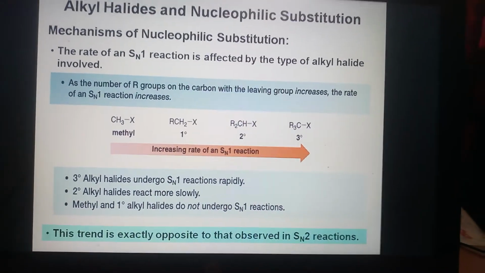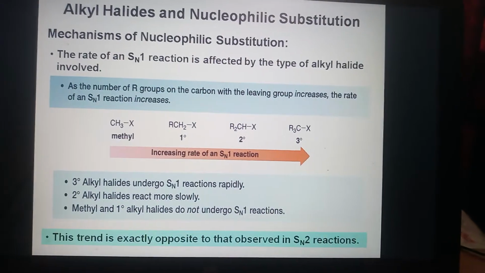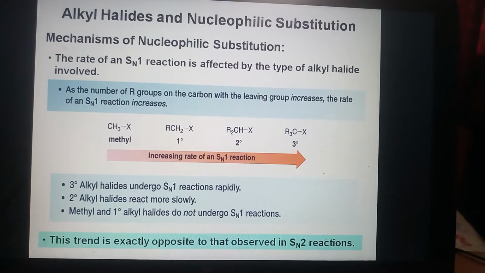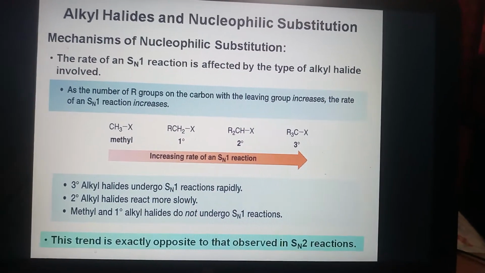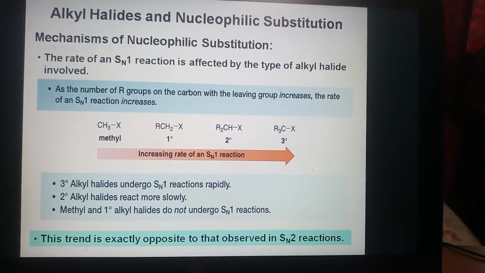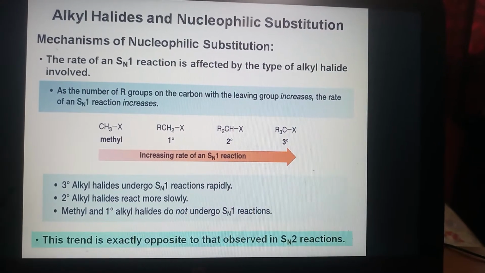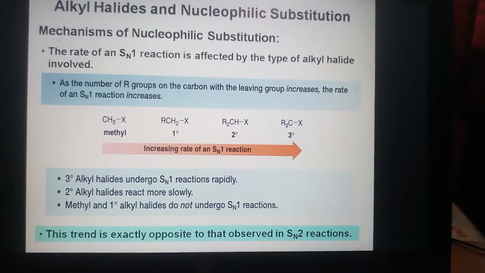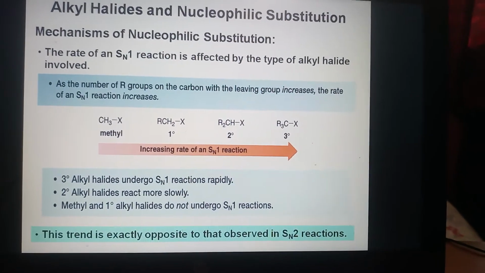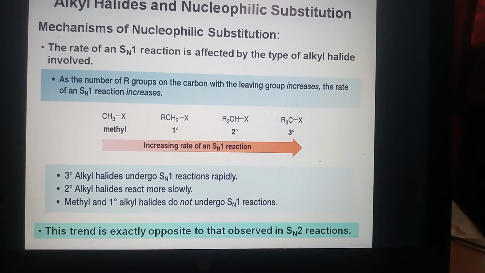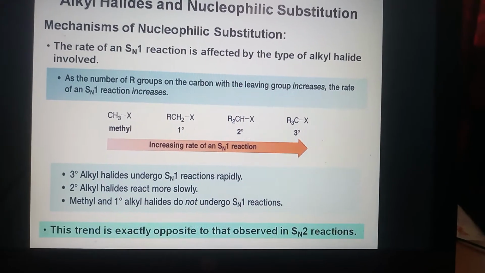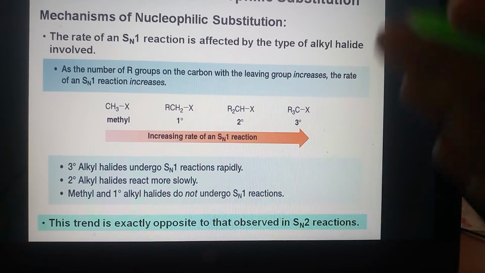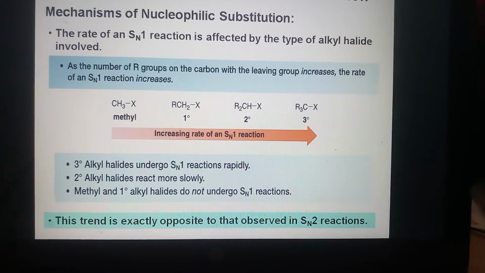So 3 degree alkyl halides undergo SN1 reactions rapidly, 2 degree alkyl halides react more slowly, and methyl and 1 degree alkyl halides do not undergo SN1 reaction. This trend is exactly opposite to that observed in SN2 reactions, where methyl reacts fastest and tertiary butyl group alkyl halides react slowest, because steric hindrance operates in that case. But here carbocation stability is part of the mechanism.